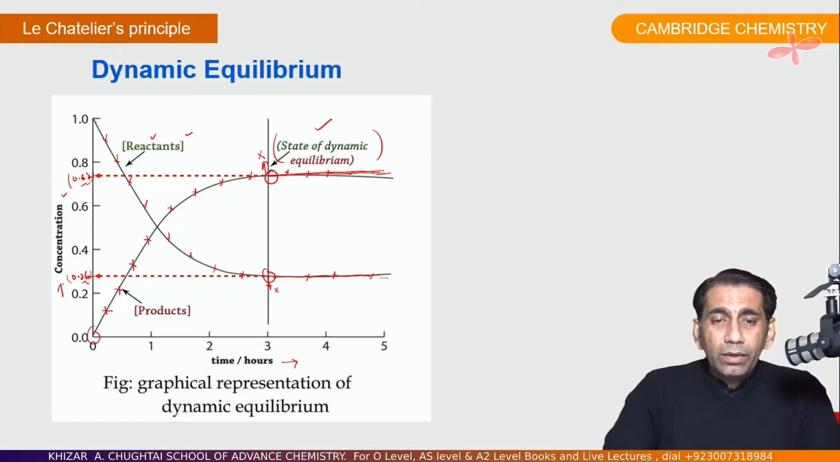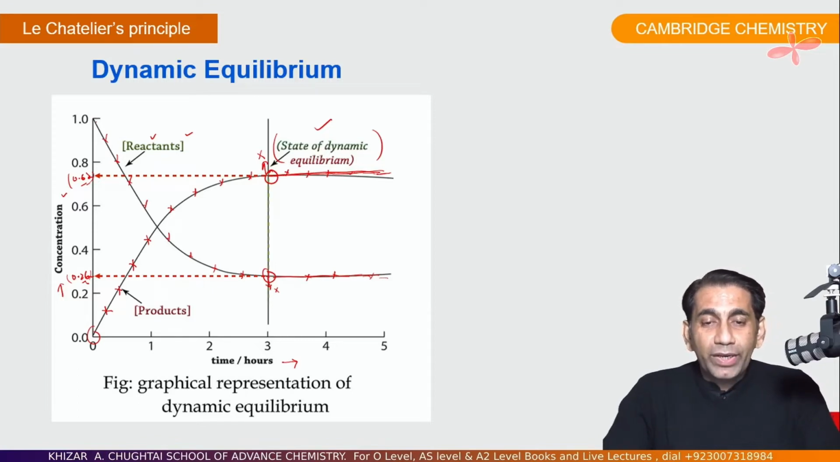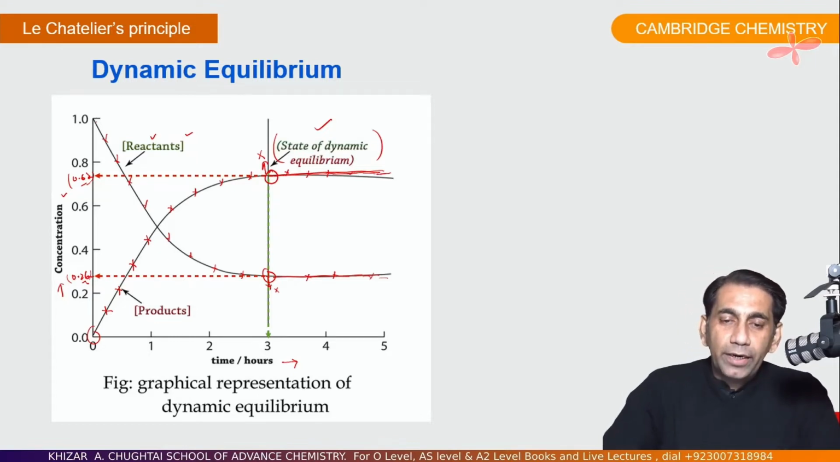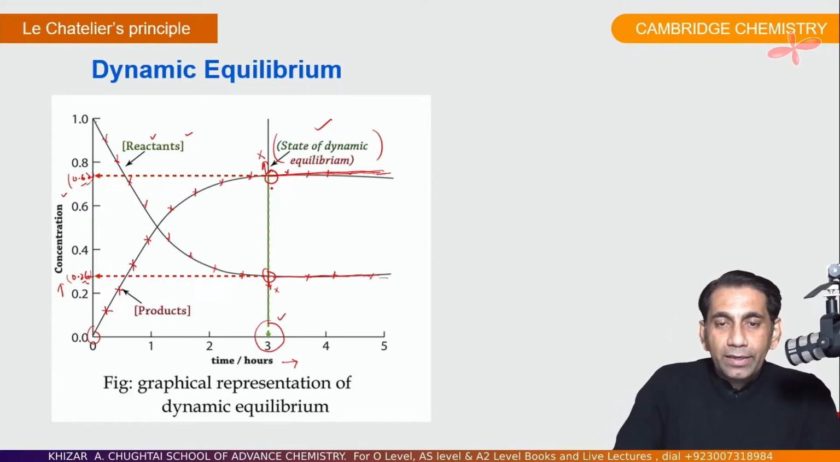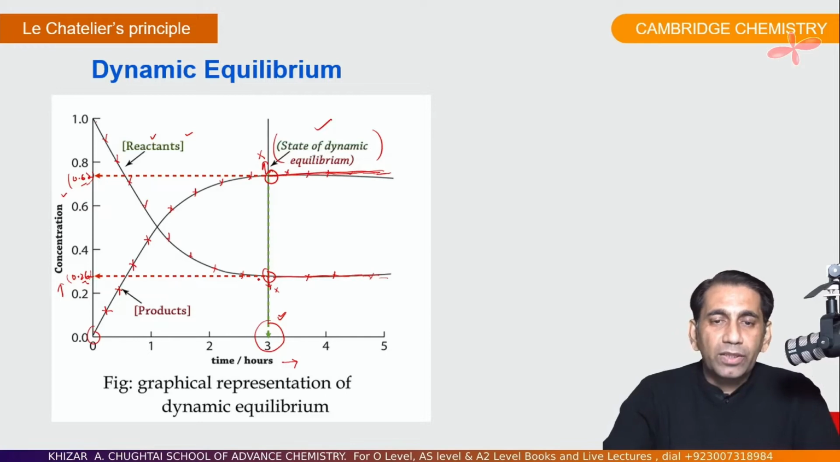The third thing we can also find is the time limit. We can find the total time taken for the completion of the reaction, I mean, the time at which the dynamic equilibrium is achieved. We can find it, but this time from the x-axis, not the y-axis. We extrapolate this line towards the x-axis, and that is the time for the completion of the reversible reaction.